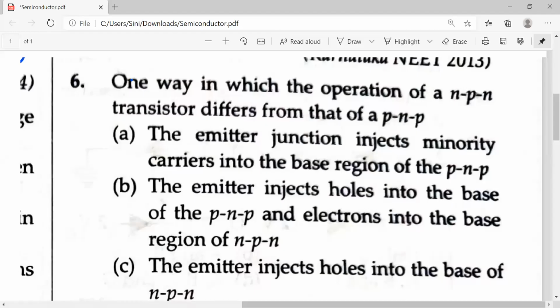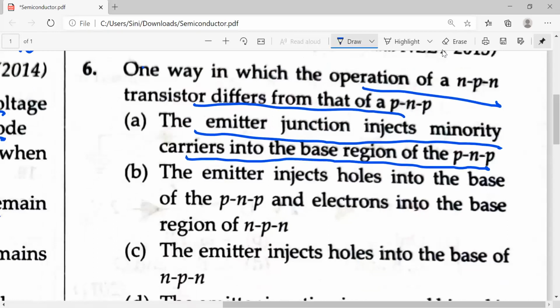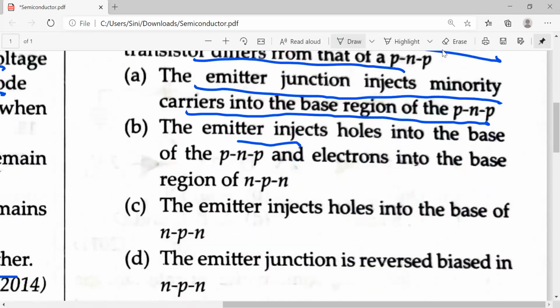The next question: one way in which the operation of an NPN transistor differs from that of PNP. First option, the emitter junction injects minority carriers into the base region of the PNP. Second one, the emitter injects holes into the base of the PNP and electrons into the base region of NPN. Third option, emitter injects holes into the base of NPN. Last one, reverse bias in NPN.